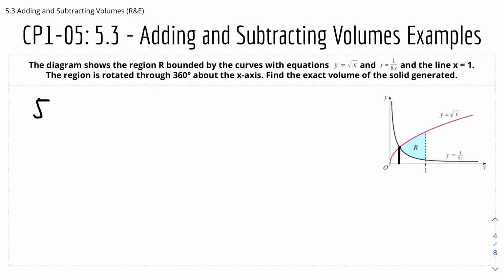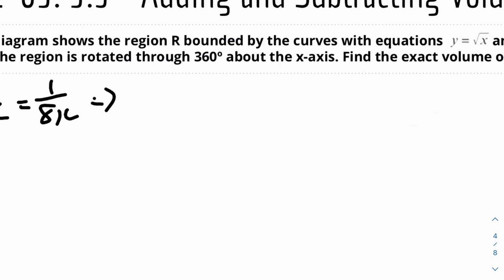So root x equals 1 over 8x. Square both sides to get x squared.